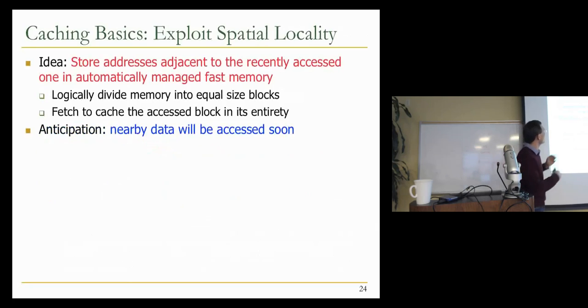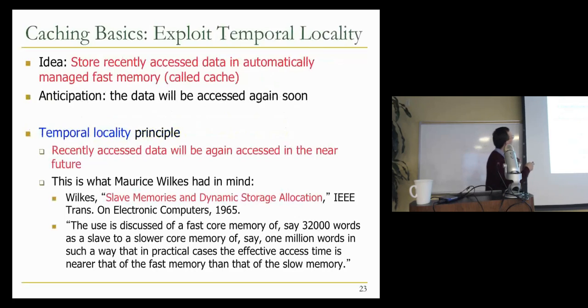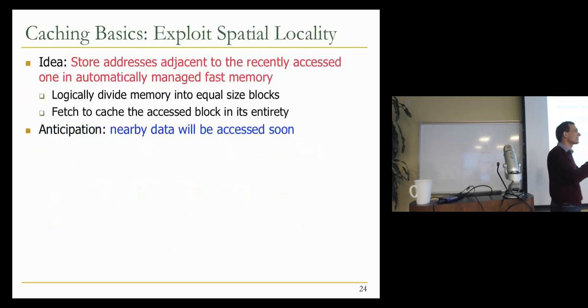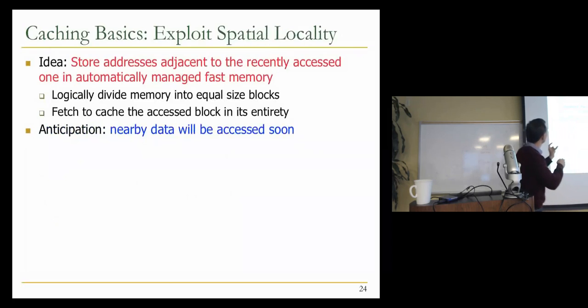Okay. So how do you exploit spatial locality? Well, in temporal locality, whenever you access a data word, you keep it in the cache, right? You keep it in faster memory. Well, spatial locality says whenever you access a data word, it's likely that you're going to access the data words that are close to it. So instead of storing just that data word, why don't you store the data words or addresses that are adjacent to the recently addressed one in the same automatically managed memory?